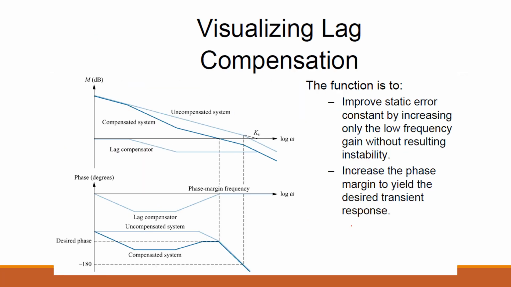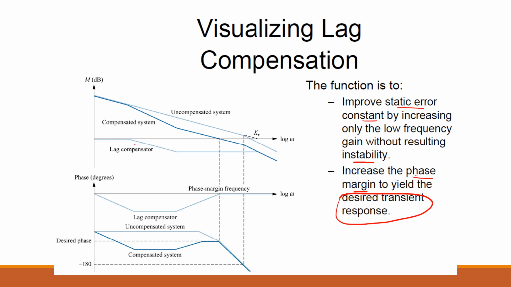Okay, so this is the view of the lag compensation in the Bode plot. Again, we know that adding the lag compensator is used to improve the steady state error constant by increasing only the low frequency gain without resulting in instability. And in this case, we need to increase the phase margin to get the desired transient response.